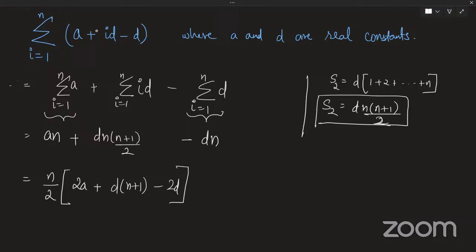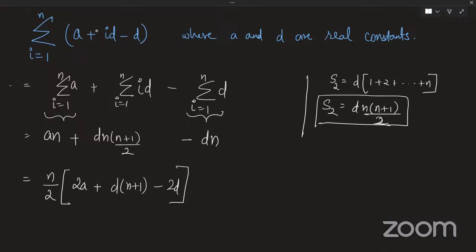Once again, I am just trying to take n by 2 common out from each of these. So how do you take n by 2 common? You multiply it by 2 in numerator and denominator, right? So it becomes n by 2 into 2a. Same thing you do in the last term. You multiply it by 2 and 2. So n by 2, so it is 2d. Fine?